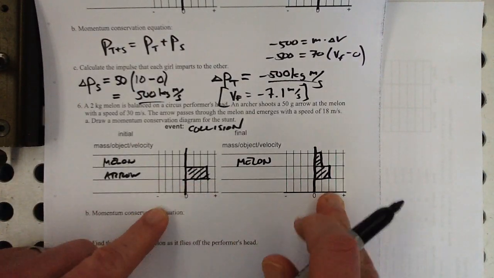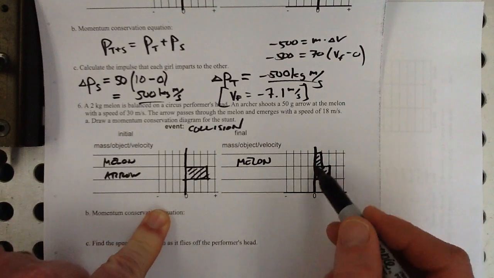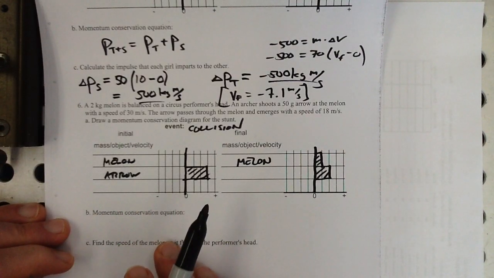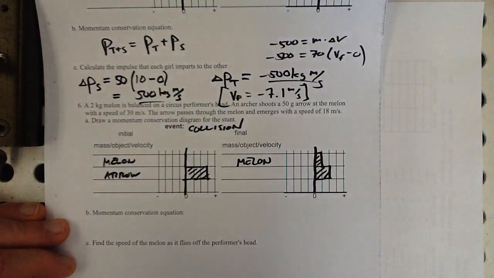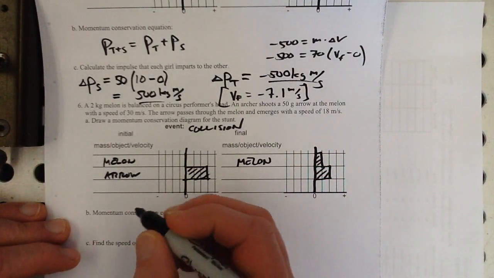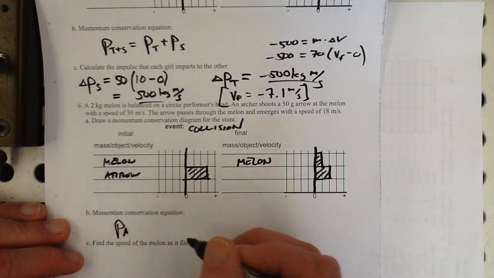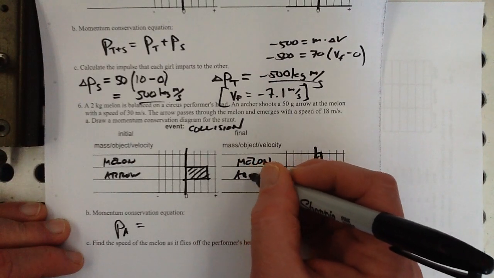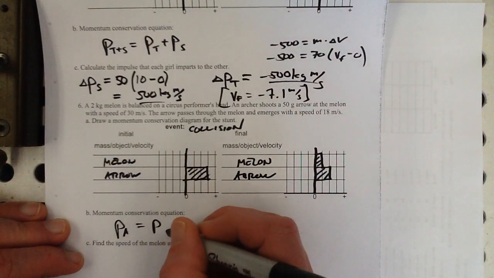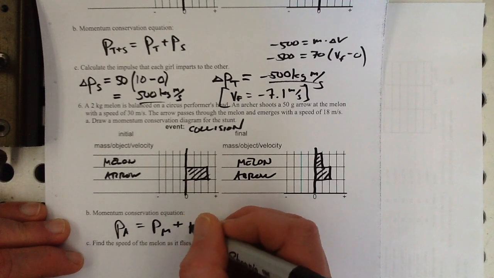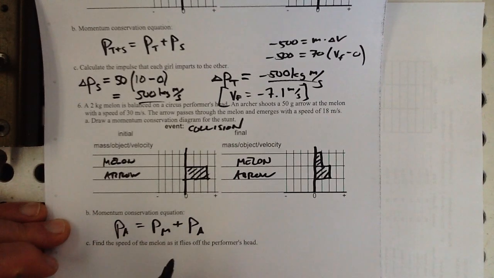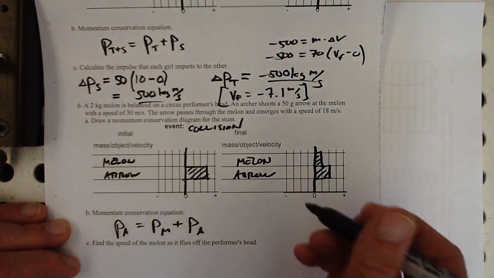Important thing about the diagram is I have 3 positive bars here, so total 3 positive bars. What does my momentum conservation equation look like? Well, I have the momentum of the arrow to start with has to equal the momentum of the melon plus the momentum of the arrow after. These are not the same P sub A. This is the initial, this is the final. Find the speed of the melon as it flies off the performer's head.